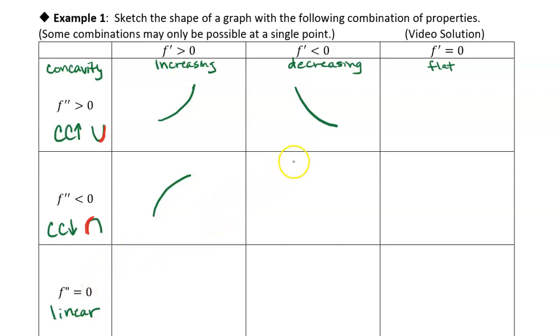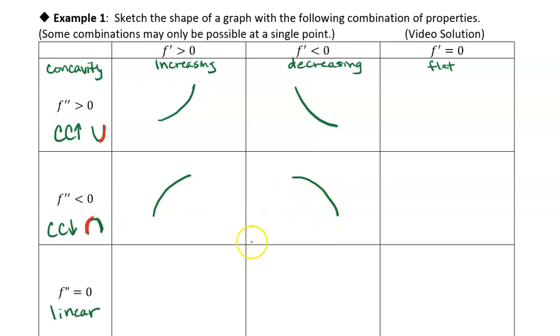If it's decreasing and concave down, that's the case where f prime is less than 0 and f double prime is less than 0. So both the first and second derivatives are negative. That means it's decreasing and concave down, then it's the other half of the U, right? It's concave down and decreasing. So it's this other half of the U over here.